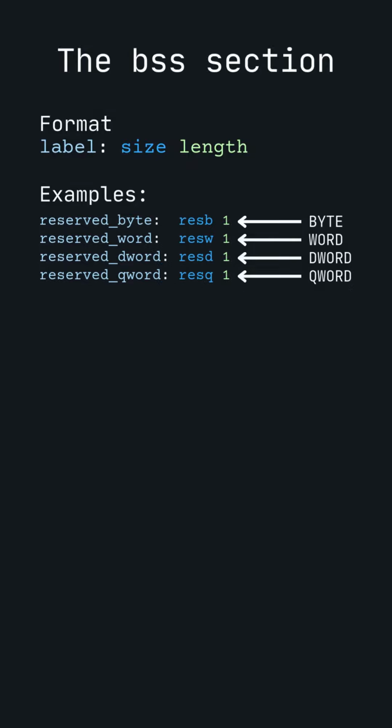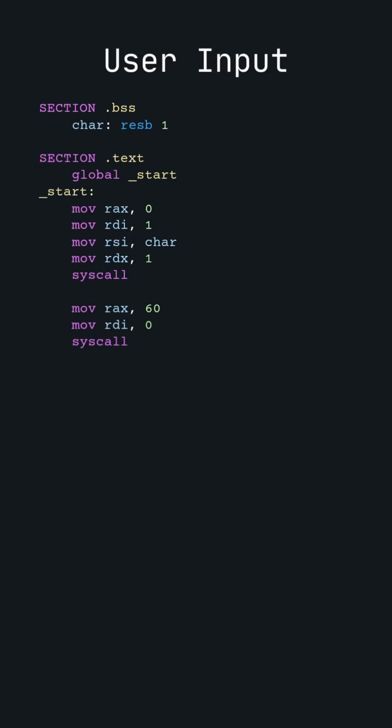The BSS section is similar to the data section, but you don't declare a value when creating the labels. Instead, the labels point to areas of memory that are automatically set to 0. To reserve room in the BSS section, you write a label followed by a colon, the size of the data to be stored, and the length. The size can be a byte, word, dword, or qword. The length declares how many of those to reserve. Here's a simple example that reserves 1 byte, giving it the label char.